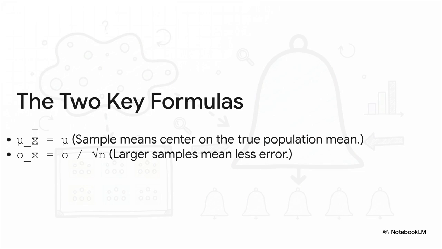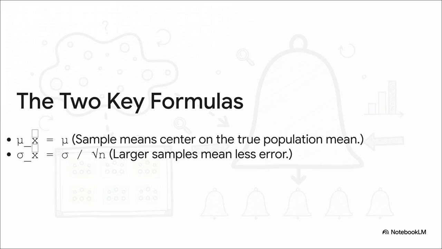It doesn't just give us a shape. It gives us two beautifully precise formulas. Let's really dig into these. The first one says that the mean of the sampling distribution, mu sub x bar, is exactly equal to the true population mean, mu. This is huge. It means our sample mean is an unbiased estimator. It's not systematically too high or too low. On average, it hits the bullseye.